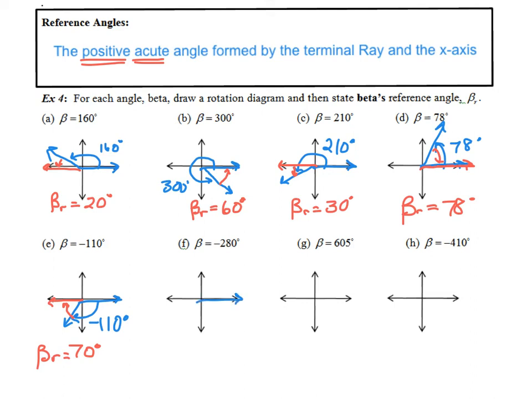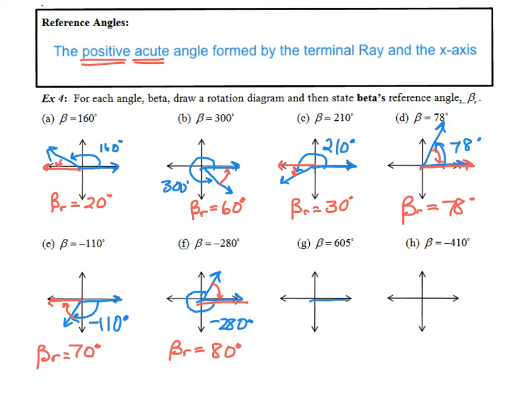Negative 280 degrees. Well, let's see here. That means that I go 270 in the clockwise direction and a little bit more. So that angle is negative 280. To find the reference angle, I just want to know how far away from this part of the x-axis I am. So 280 from 360 gives me a reference angle of 80 degrees. And again, you'll notice that all of our answers turn out to be positive reference angles, and all of them are acute because they are less than 90 degrees.